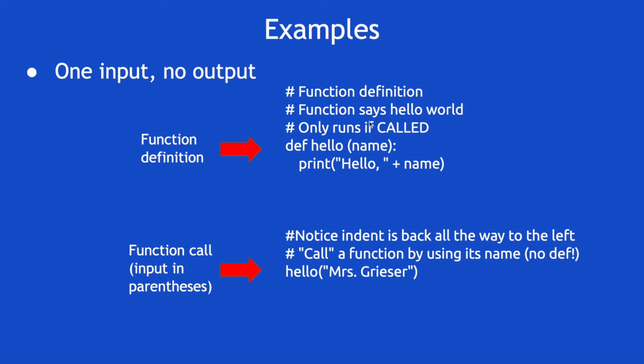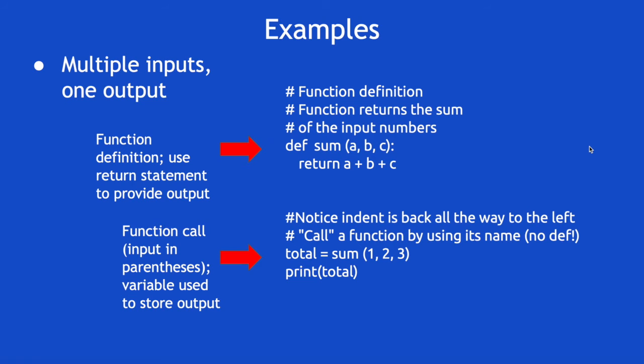So even though they look different, when you run this thing, it's taking the place. So Mrs. Grieser gets passed in here, and now this variable name that the function is using will have that same value, and it knows what to print. You can have multiple inputs, and you can also have an output. So here's an example of that.